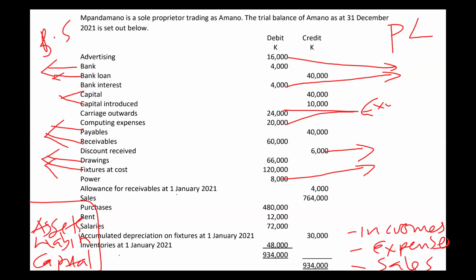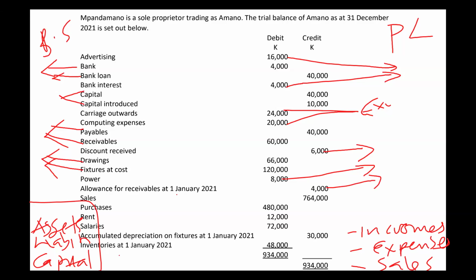So that's about the allowance for receivables. You could see that we use it in the profit and loss, and also in the balance sheet under receivables, as you're going to see when you do some working.